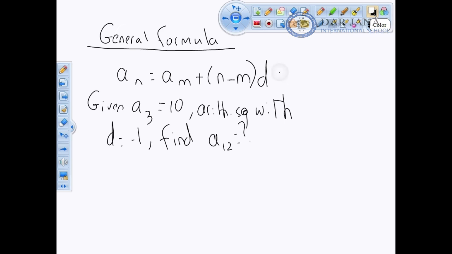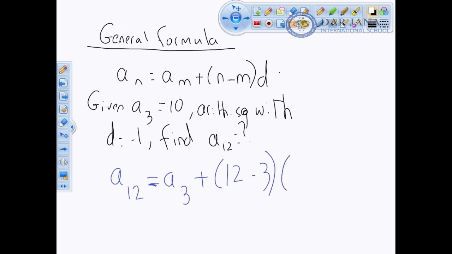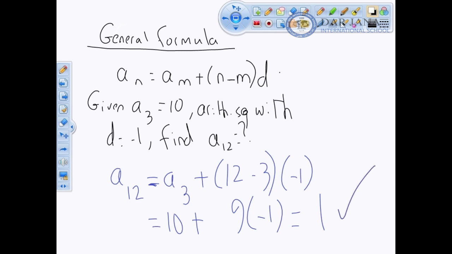According to this formula, A12 is equal A3 plus 12 minus 3 times d. And the d is negative 1. A3 is given 10 plus 9 times negative 1 is equal to 1. So the 12th term here is 1.